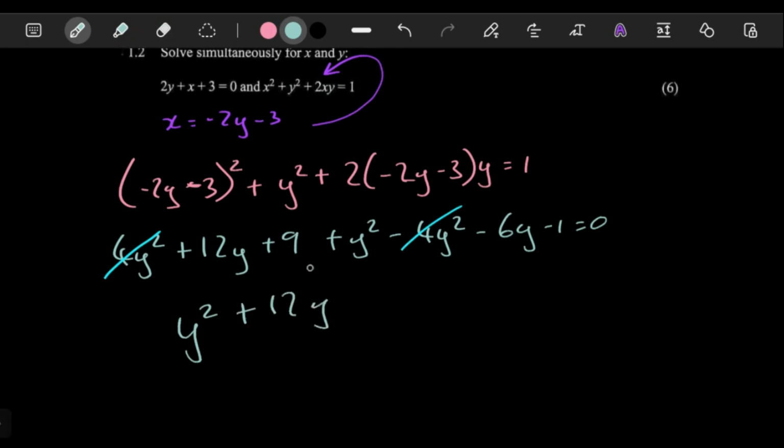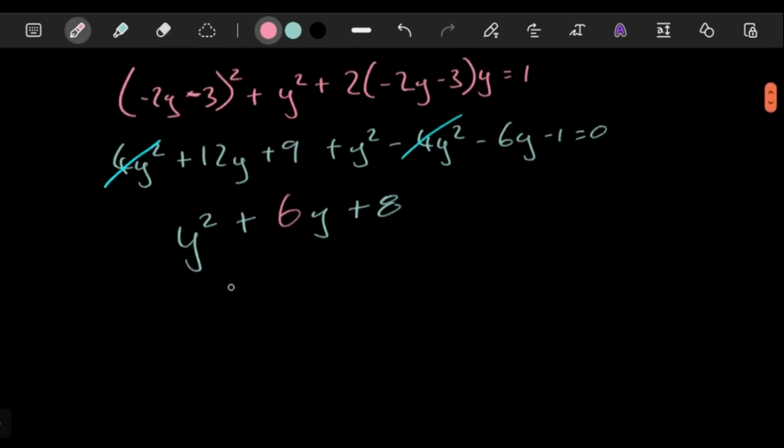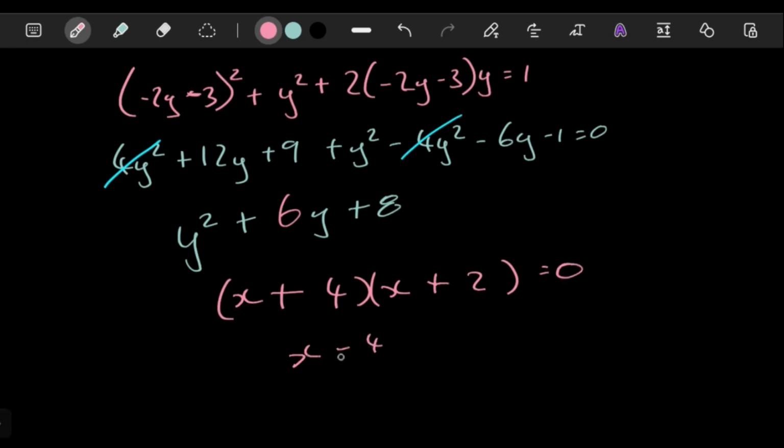12y here, and then 9 minus 1 is what? Positive 8. 12 though. Wait, is it? Oh, there's a term here. Yes, this is going to be 6. Okay, so everything looks fine. Factors of 8 are given. 6 is 2 and 4, so 2 and 4, plus and plus, equal to 0. x minus 4 is equal to 0, so x is equal to negative 4.